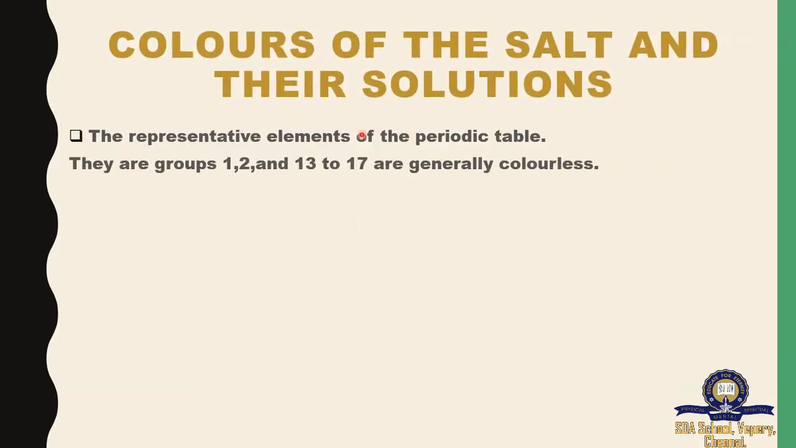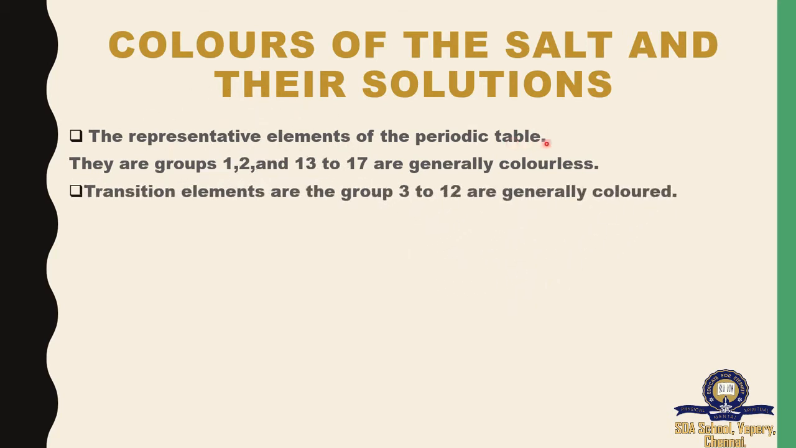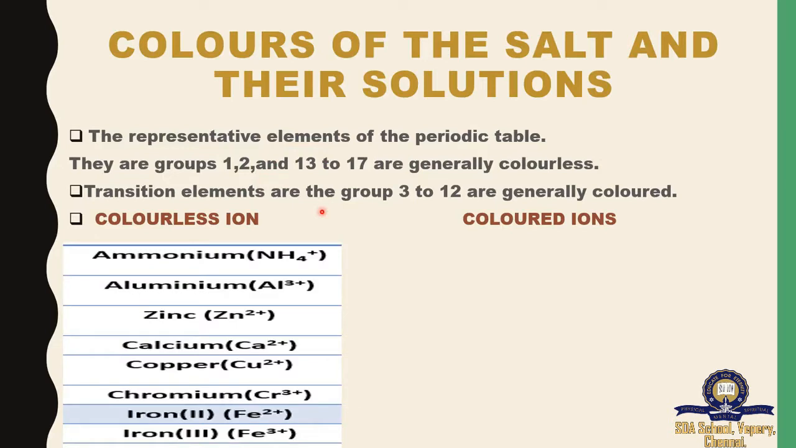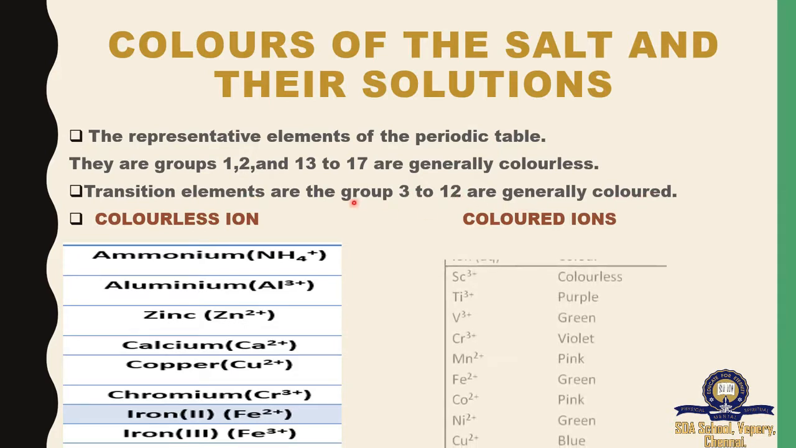Colors of the salts and their solutions. Here we are going to see the periodic table elements and their colors. First, the representative elements. These elements present in groups 1, 2, and 13 to 17 are generally colorless. Next, transition elements in groups 3 to 12 are generally colored. So, maximum of the transition elements are colored in nature.